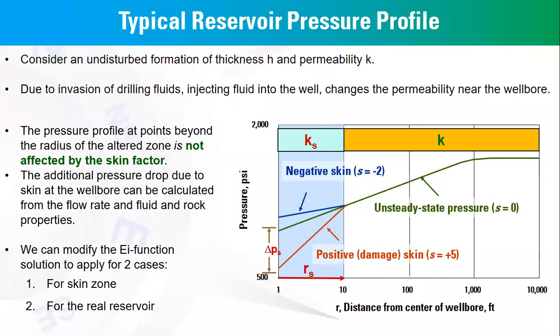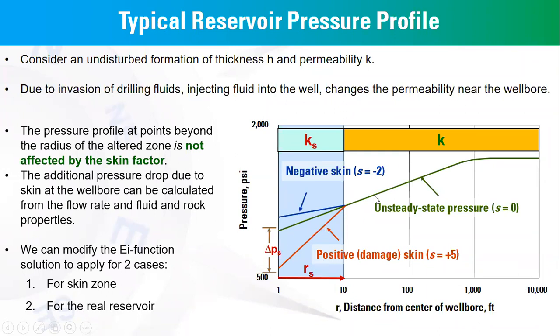solution. So in the area around the wellbore we have Ks, which is the permeability in the skin region around the wellbore, and k, which is the original reservoir permeability, and we have rs, the radius of the altered zone around the wellbore, and re, the external radius.